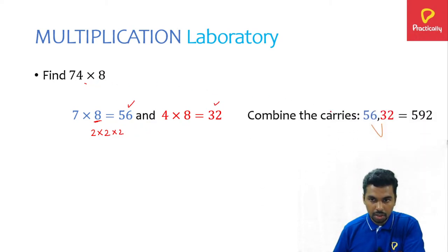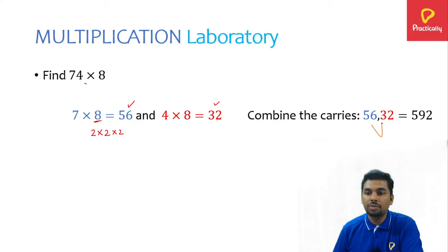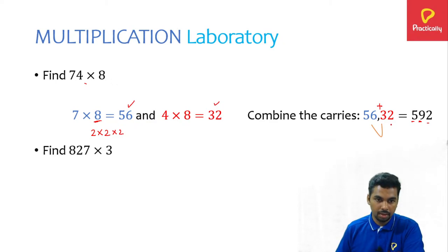Now you have to combine these two answers to form the answer for 74 multiplied by 8. For that, you will have to do this carry operation. You have to carry the number 3 to 6. So you'll have to add 6 plus 3, which is 9. The first and the last digit remains the same. Let's do one other example.